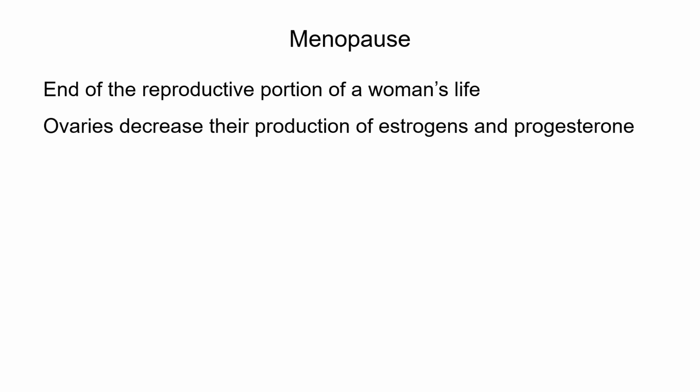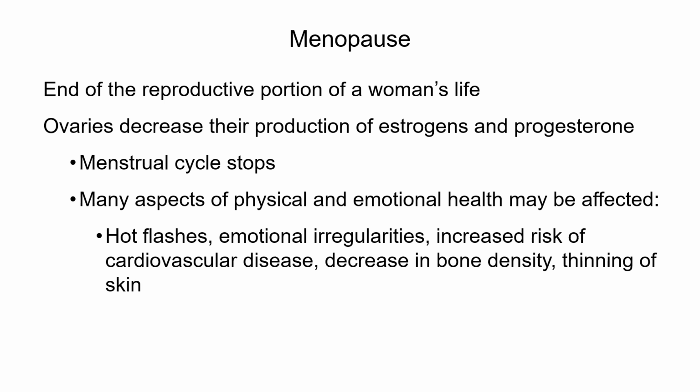Menopause is an endocrine phenomenon. So menopause occurs at the end of the reproductive span of a woman's life. So she went through puberty and then her body was able to reproduce, and after menopause, her body is no longer naturally able to reproduce. And this is because the ovaries decline in function, so they decrease their production of estrogens and progesterone. And so the actions of these two hormones, estrogens and progesterone, will decline around the body. Her menstrual cycle will stop.